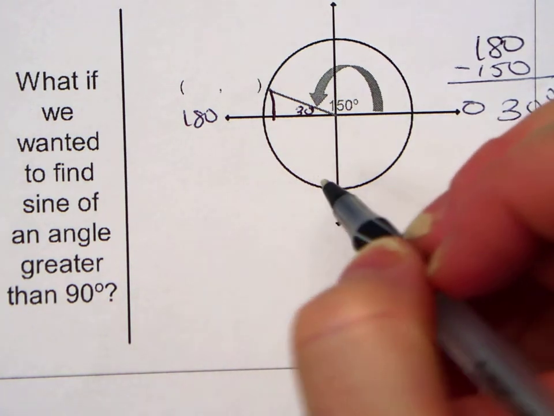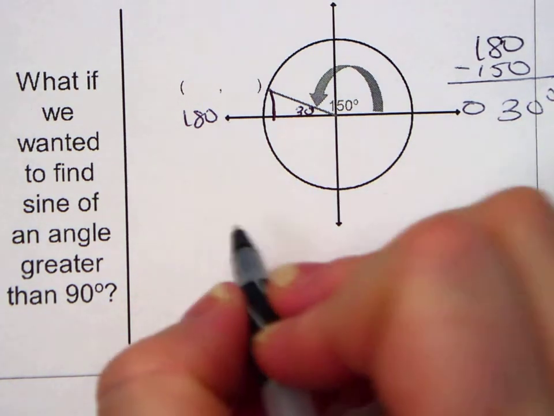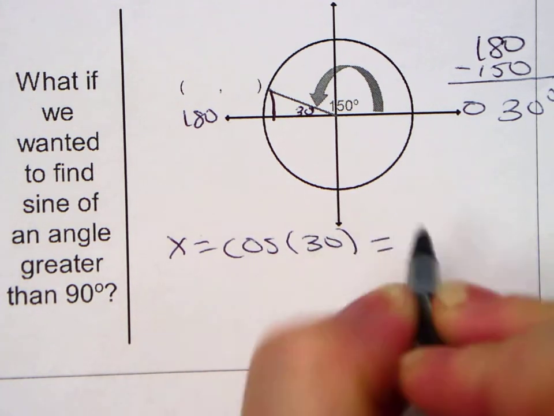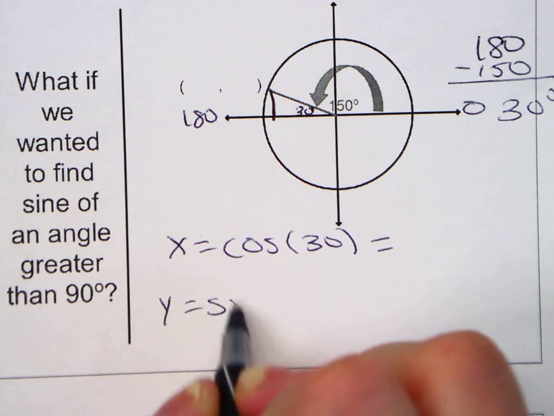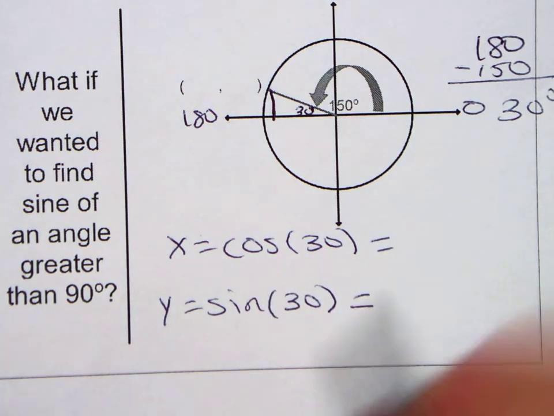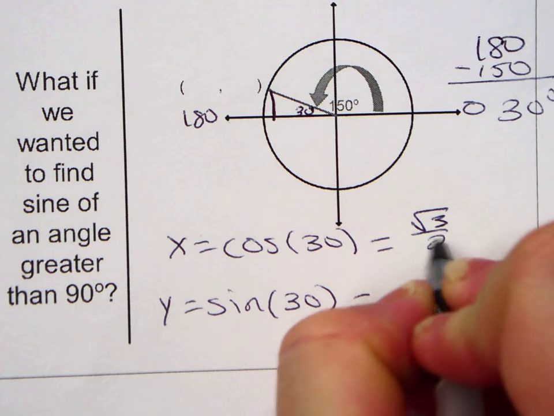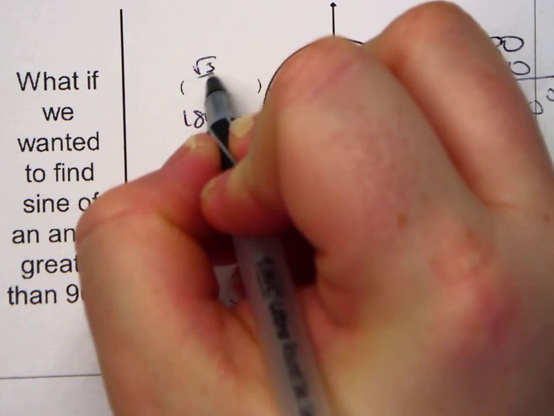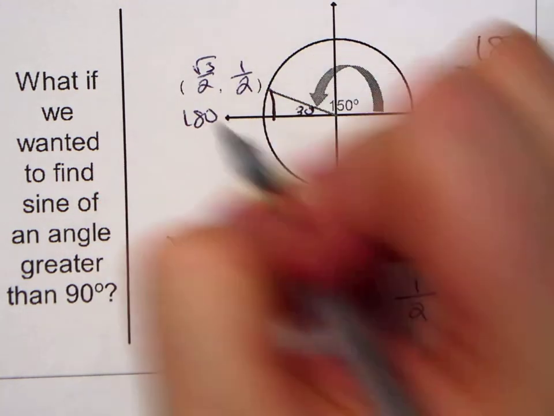So instead of finding sine and cosine of 150, we're going to find cosine of 30 and sine of 30. And these are going to give us our answers. What's cosine of 30? Radical 3 over 2. And sine of 30, 1/2. Okay. So radical 3 over 2 and 1/2. But we actually have a problem here.